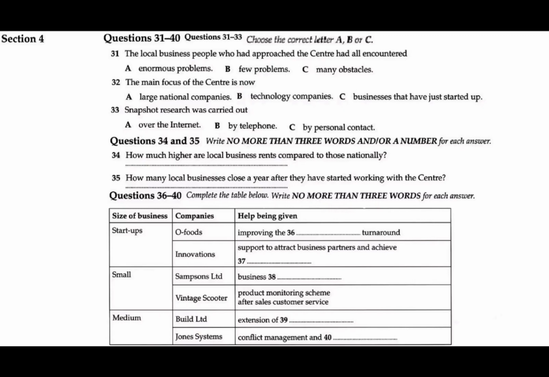Just after the centre was set up, snapshot research conducted by the department over the telephone gave some startling results. The information about local businesses revealed that 3 out of every 10 local business startups that we could collect information on had failed within the first 6 months, and another 5 had gone within the year, leaving only 2.